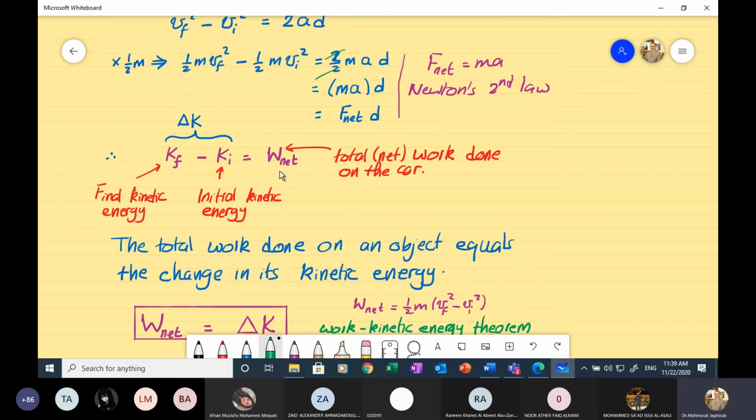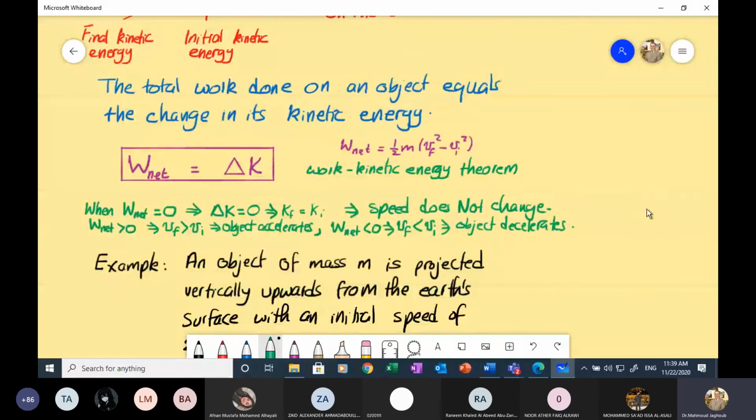So you see that work has been converted into what? Into kinetic energy. Okay. So the work kinetic energy theorem states the following: the net work done on an object, which we call W net, equals the change in its kinetic energy. And remember, delta K means K final minus K initial, meaning final kinetic energy minus initial kinetic energy.